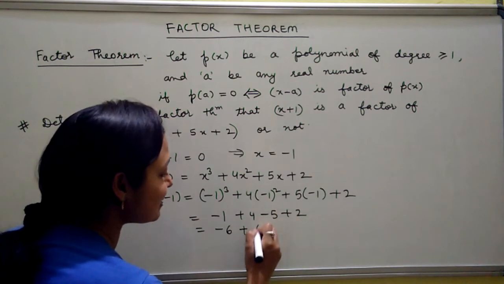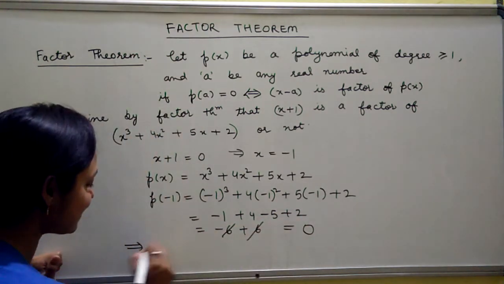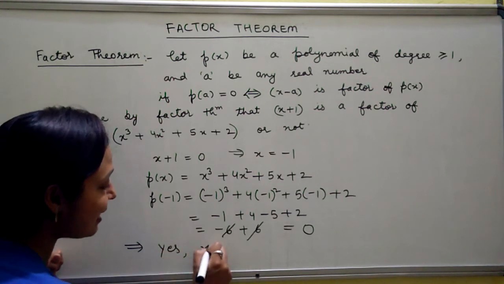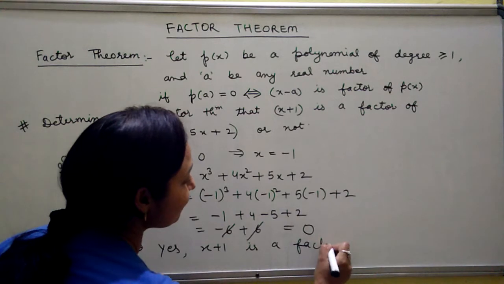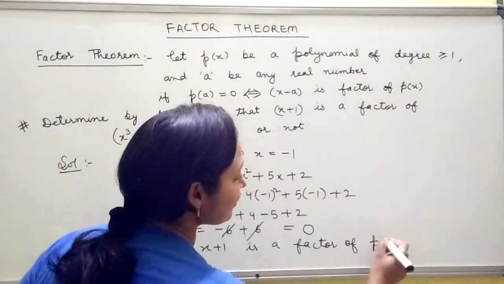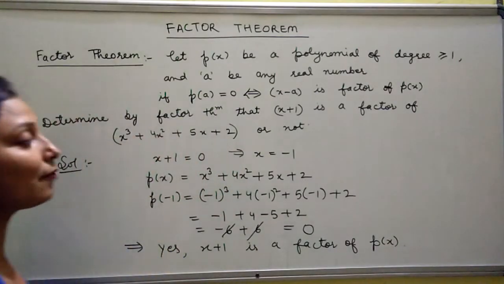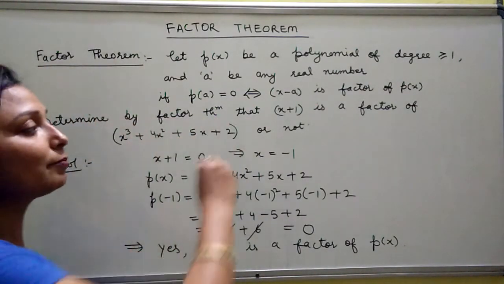Minus 5 and minus 1 make minus 6. 4 and 2 make plus 6. This and this will cancel. 0. Yes. This implies yes, x plus 1 is a factor of the given polynomial, that is P(x). So this is the way to find the factors of any given polynomial.